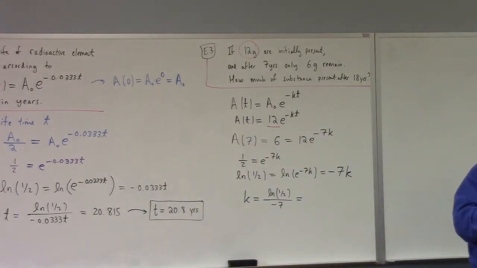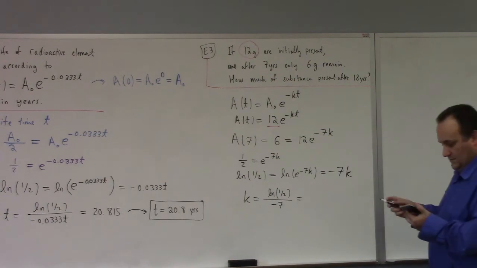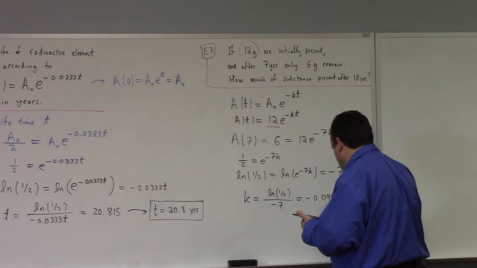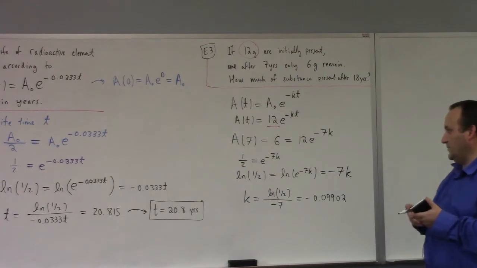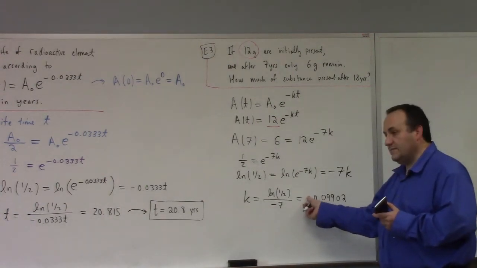Now you could leave that symbolic if you wanted, but I'm going to find a decimal just to make things a little bit friendlier. I'm going to keep about 5 digits just to be safe. Minus 0.09902. That should be enough for our purposes here. So there's your decay rate. The minus and minus give me a plus, but is that it?